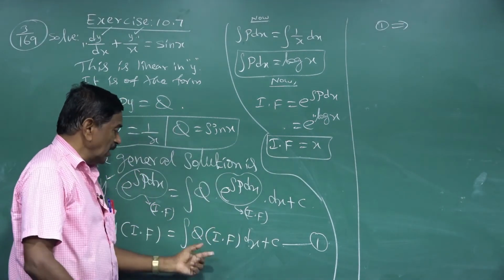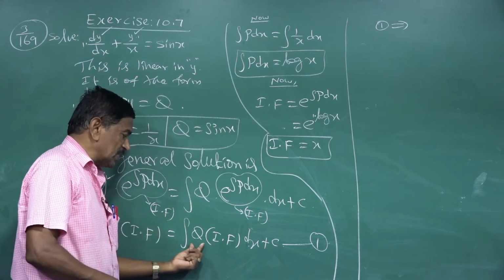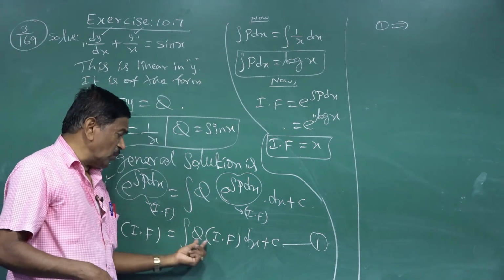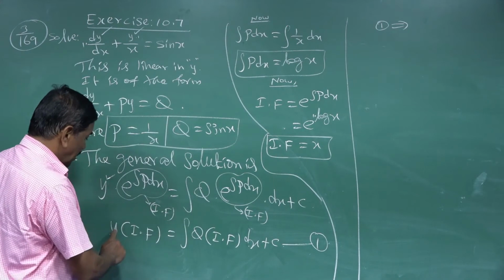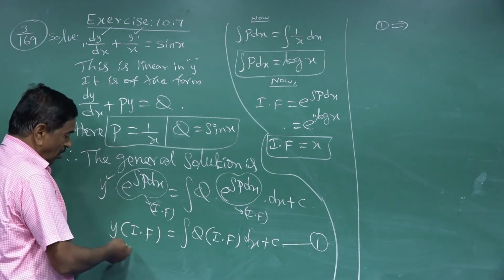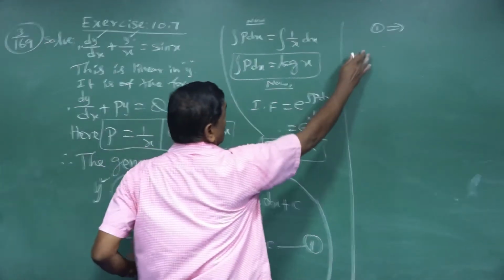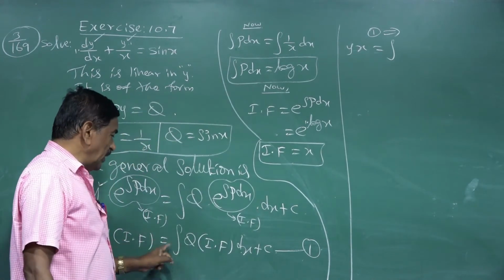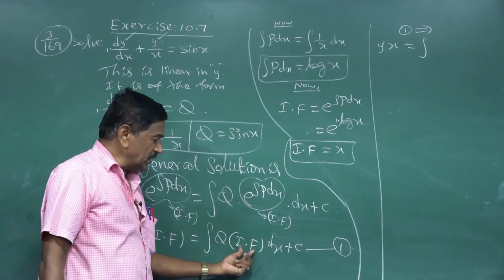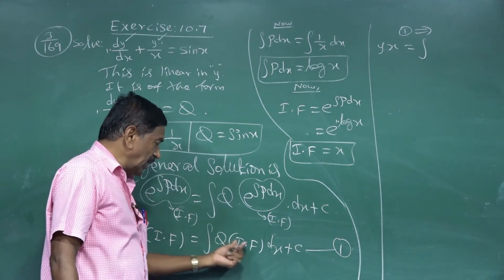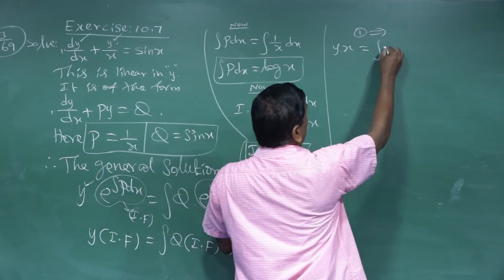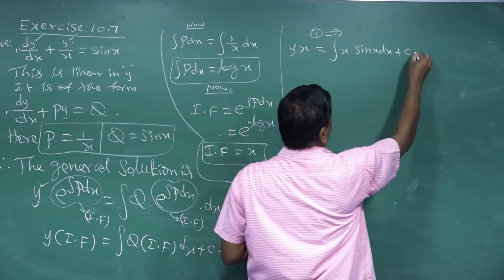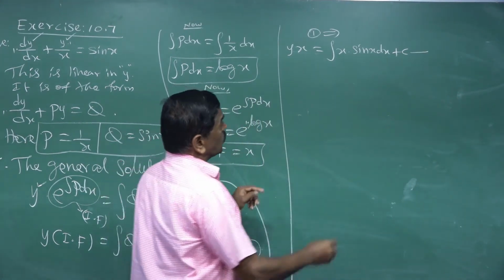Now for convenience, here the integrating factor is x and q is equal to sin x. So sin x into x, otherwise x into sin x, for our convenience. So write x into sin x into dx plus c. Here y into x or x into y, no problem. So yx is equal to the integral of x into sin x into dx plus the constant c, that's all. Let it be the new equation number 2.